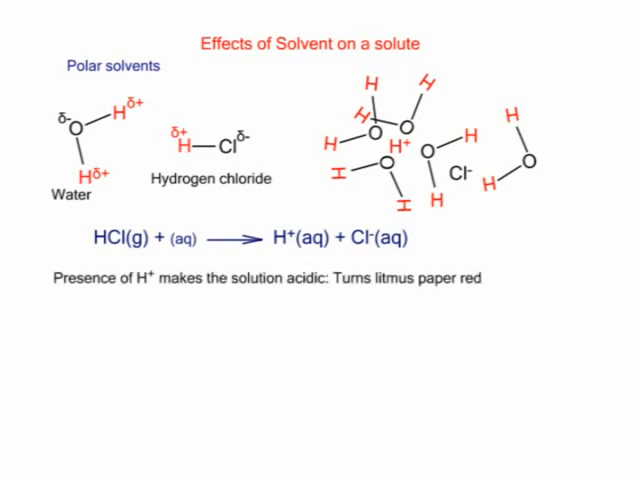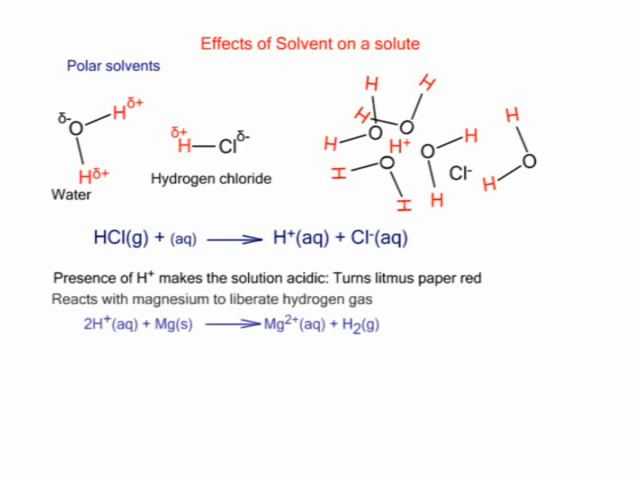Now, the presence of the hydrogen ions in aqueous solution of hydrogen chloride explains why it is acidic and turns a blue litmus paper red, and will also react with magnesium to liberate hydrogen gas. It also reacts with calcium carbonate to liberate carbon IV oxide gas. Now, the equations for that are shown. You can see the ionic equation there. We have hydrogen ions reacting with magnesium to form magnesium ions and hydrogen gas.